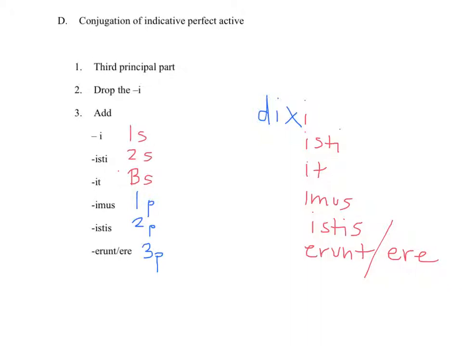The translation of this is different from the imperfect. The translation is the completed action as opposed to the ongoing action in the past. Dixi is I spoke or I said, or I have spoken. Either one of those works depending on the context. Sometimes in English, I spoke or I said sounds better. Sometimes I said or I have said sounds better.